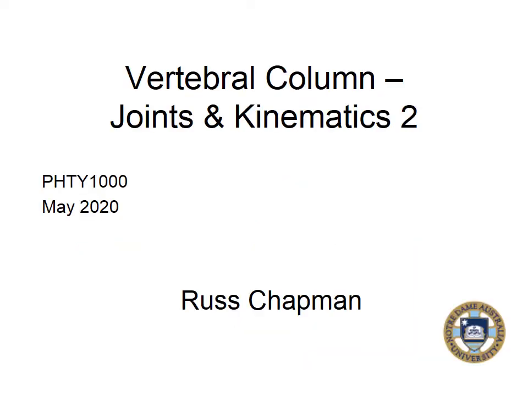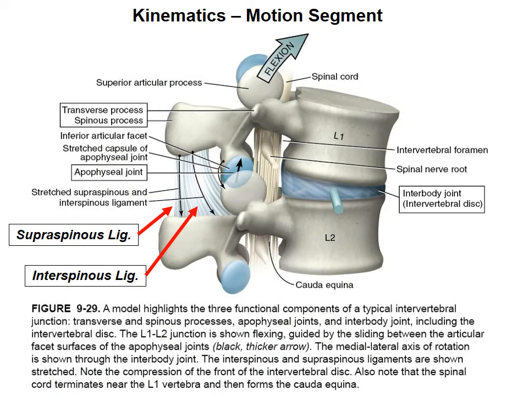Hi again, this is part 2 of our lecture series on joints and kinematics of the vertebral column. In our last lecture, we introduced you to some parts of individual vertebra and we looked at how vertebrae join together. So now we want to take that one step further and look at when those vertebrae are joined together, both just to adjacent vertebrae, but to the vertebral column as a whole, how do they move?